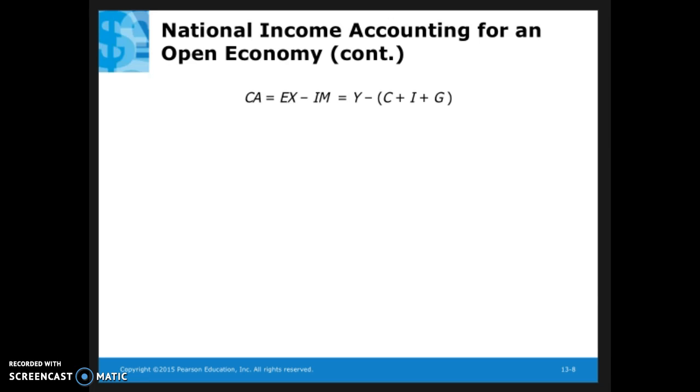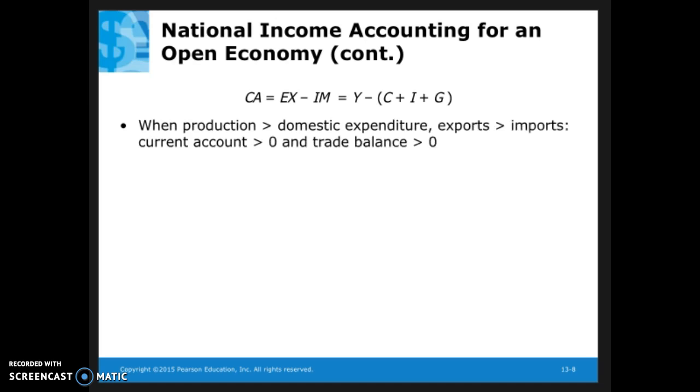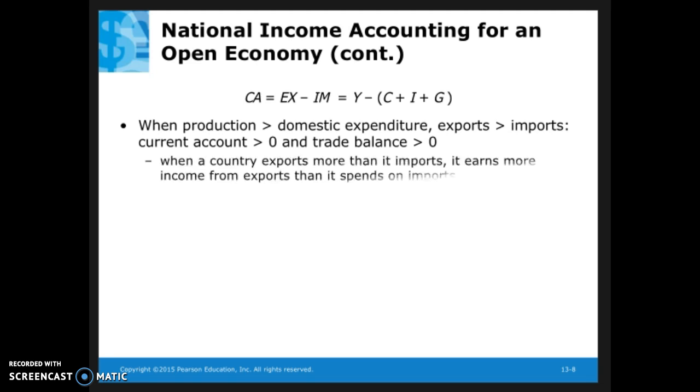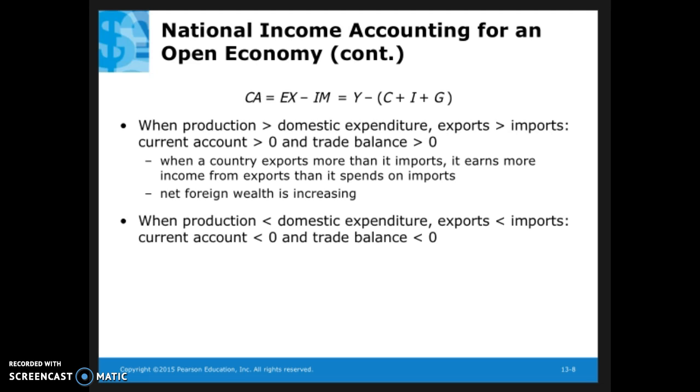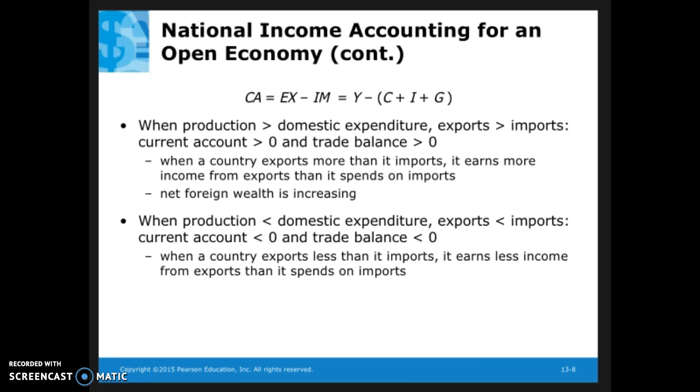So if we move things around, that's what we end up with. Production is greater than domestic expenditure, exports is greater than imports, current account is greater than zero, and trade balance is greater than zero. So when a country exports more than it imports, it earns more income from exports than it spends on imports. Net foreign wealth is increasing in that sense. So the opposite case, it's earning less income from exports than it spends on imports, and foreign wealth is decreasing.